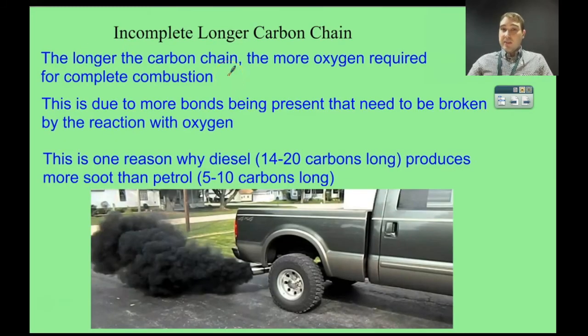So the longer the carbon chain, the more oxygen you require for complete combustion to occur. And this is because you simply have more bonds present in your carbon chain. So the more carbon bonds present, the more oxygen you need to break the bonds between the carbons and the hydrogens, and using your oxygen to do that, you produce your carbon dioxide and water. If you don't have enough oxygen present, then you don't get all those bonds being broken, and that results in you producing your carbon and your carbon monoxide.